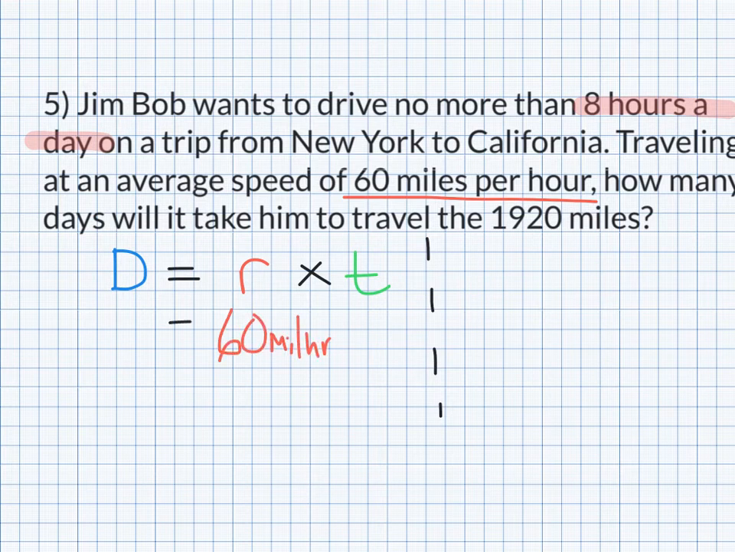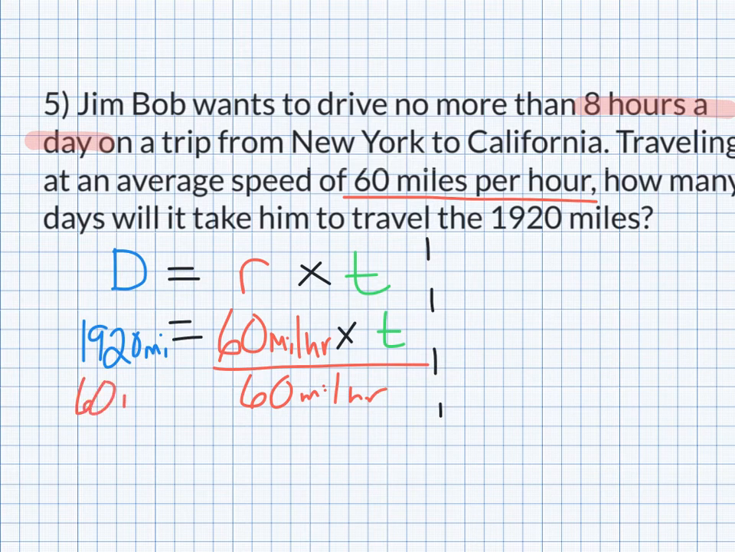All right. What else have they given us? How many days will it take him, we're looking for days, to travel the 1,920 miles? So that's going to be a distance, 1,920 miles. And basically what we're going to do is figure out how many hours it's going to take. And then once we figure that out, we can figure out how many days the whole trip in itself Jim Bob's going to need. So in order to solve for t, you got to get t by itself. So we're going to divide both sides by 60 miles per hour, 60 miles per hour.